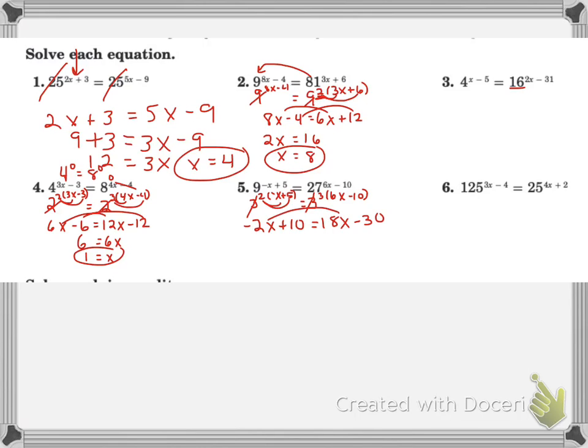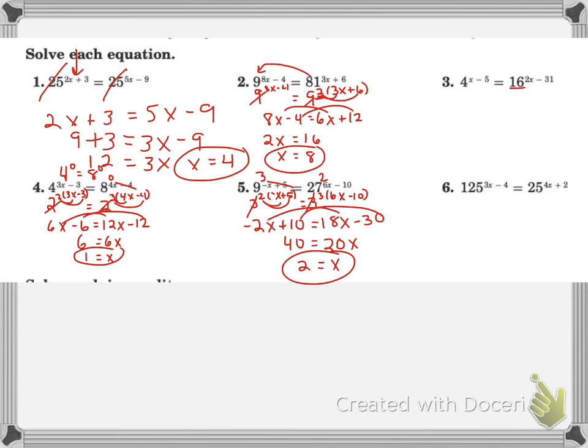We're going to add 2x to the 18x, which is going to give me 20x. I'm going to add 30 to 10, which is going to give me 40. Divide by 20 and get 2. Okay? And let's check that again just to make sure. Negative 2 plus 5 is 3, so we're going to get 9 to the 3rd power over there. And over here, we're going to get 12 minus 10, which is 2. And looks like that would work to me. Yep, that would be the same number.